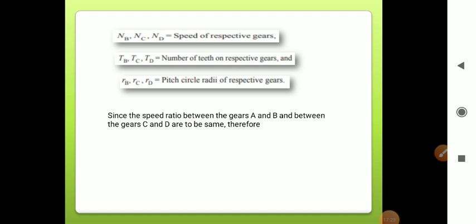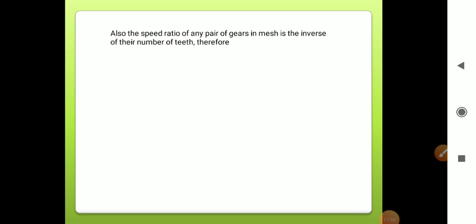Okay, since the speed ratio between A and B and between gears C and D are the same, we can directly write NA divided by NB is equal to NC divided by ND. Okay, NA by NB and NC by ND will be the same, is equal to under root 12, which is equal to 3.464. That is the value. We know that NA by ND is equal to 12, so we directly got here under root 12.